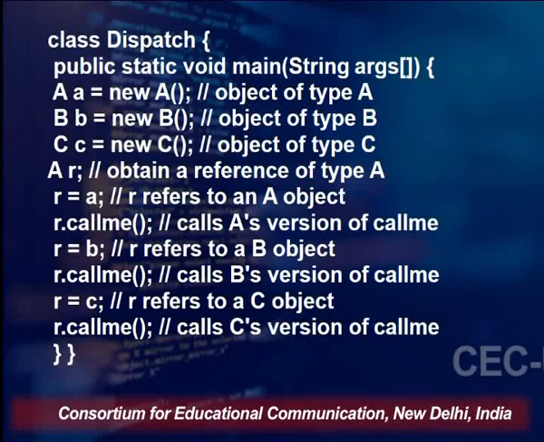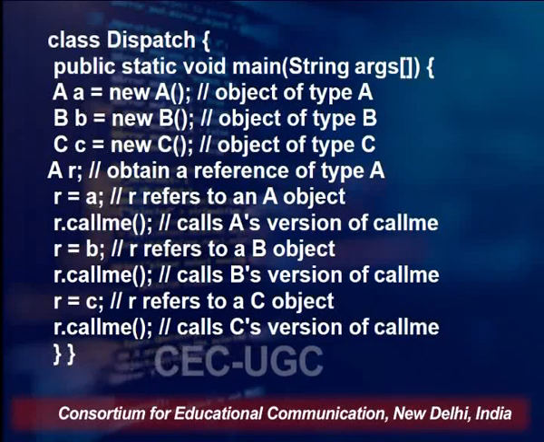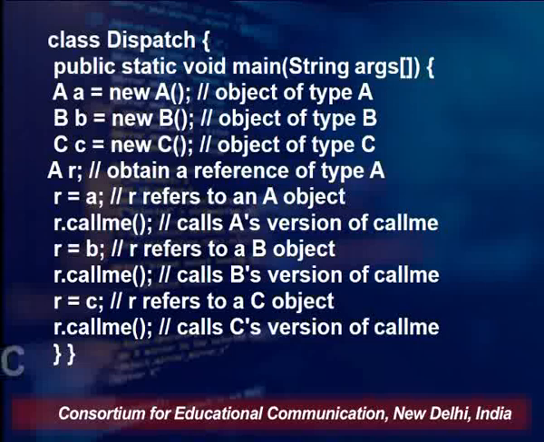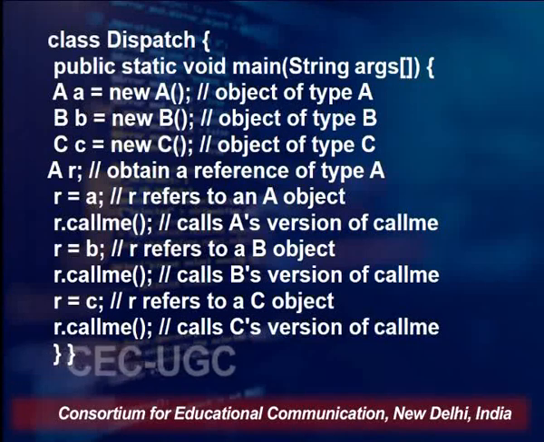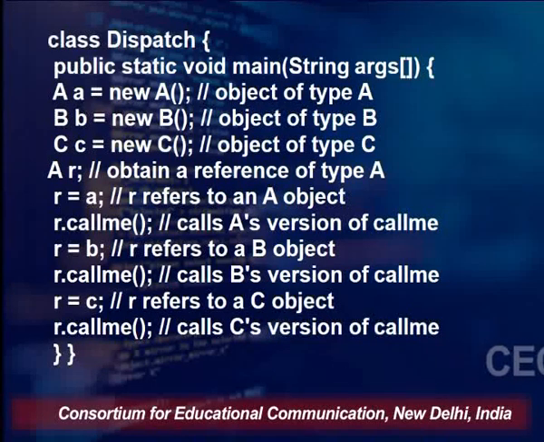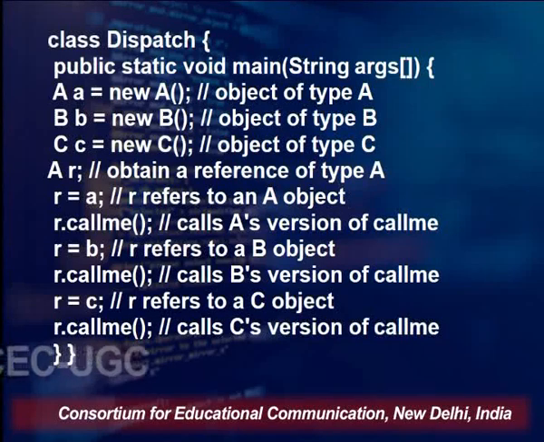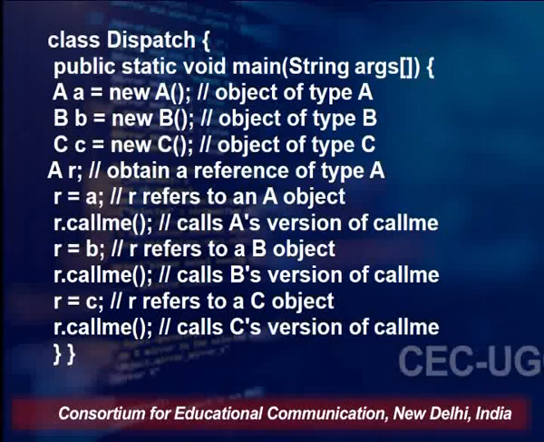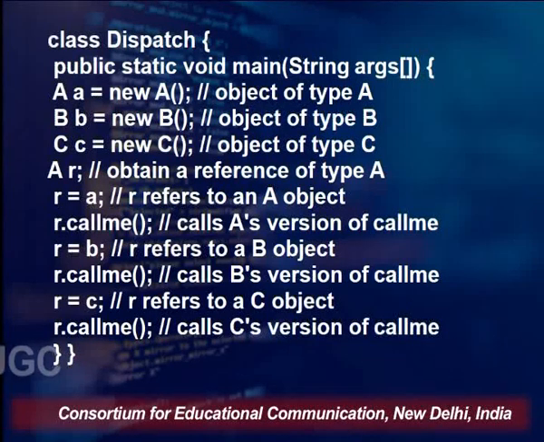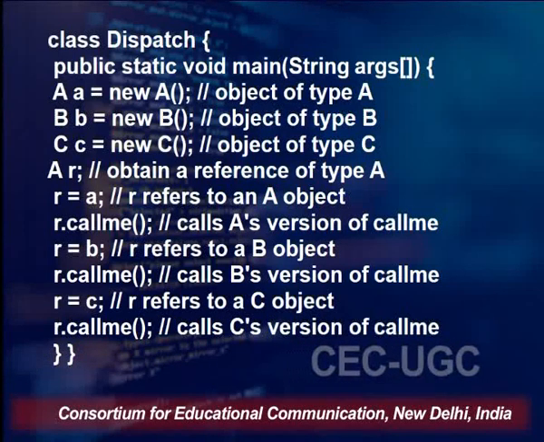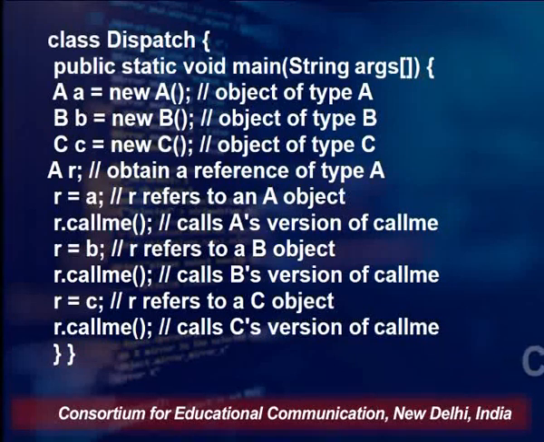Within the main method, we have created one object of type A named small a by the statement A small a equals new A. Similarly, we have created an object of type B, the reference variable named small b, and the object of type C is also being created, the reference variable named small c. And now we are obtaining a reference of type A by saying A r. So that means r now is a reference variable of the class A.